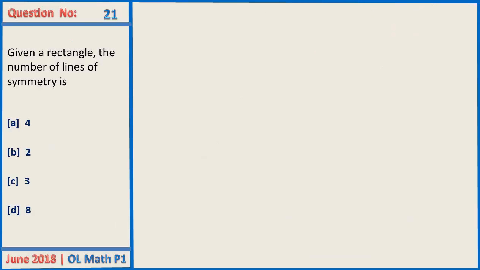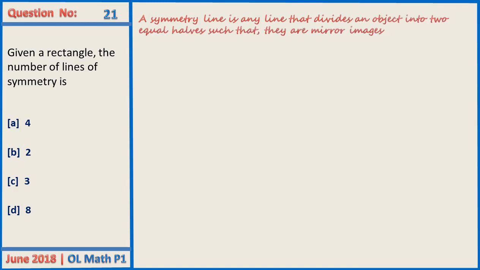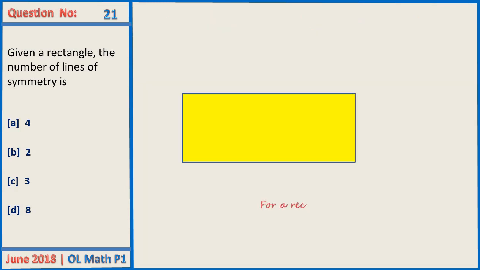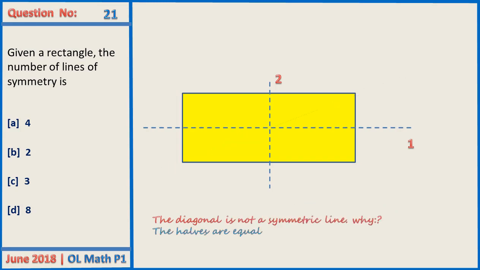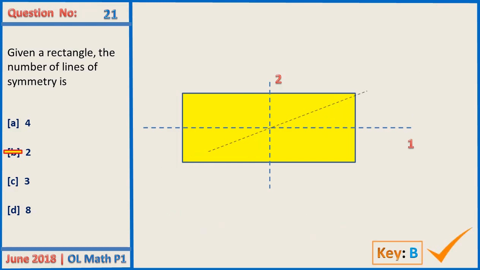Question 21. Given a rectangle, the number of lines of symmetry is, so a line of symmetry is any line that divides an object into two equal halves, which are mirror images. So for a rectangle, we have just 2 lines of symmetry, and these are the 2 lines. We have that 1, and we have 2. Any other line is not a line of symmetry. Look at this line. This line is a diagonal. It divides this shape into 2 equal parts, but the 2 equal parts are not mirror images, because if I fold this shape along this line, one side will not fall exactly on the other side, so it's not a mirror image. That's why we have just 2 lines of symmetry. So the key here is B.